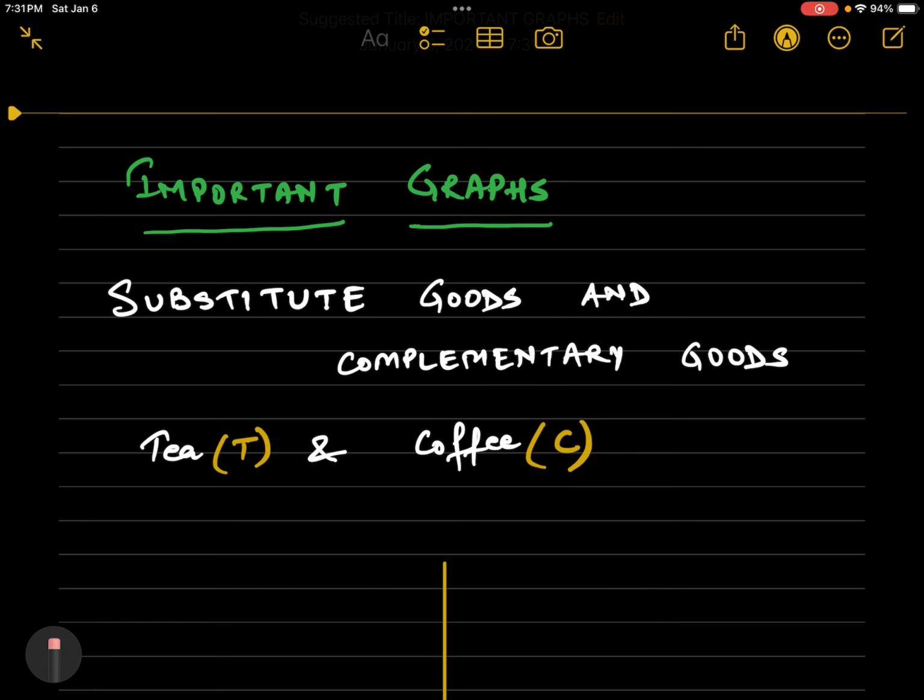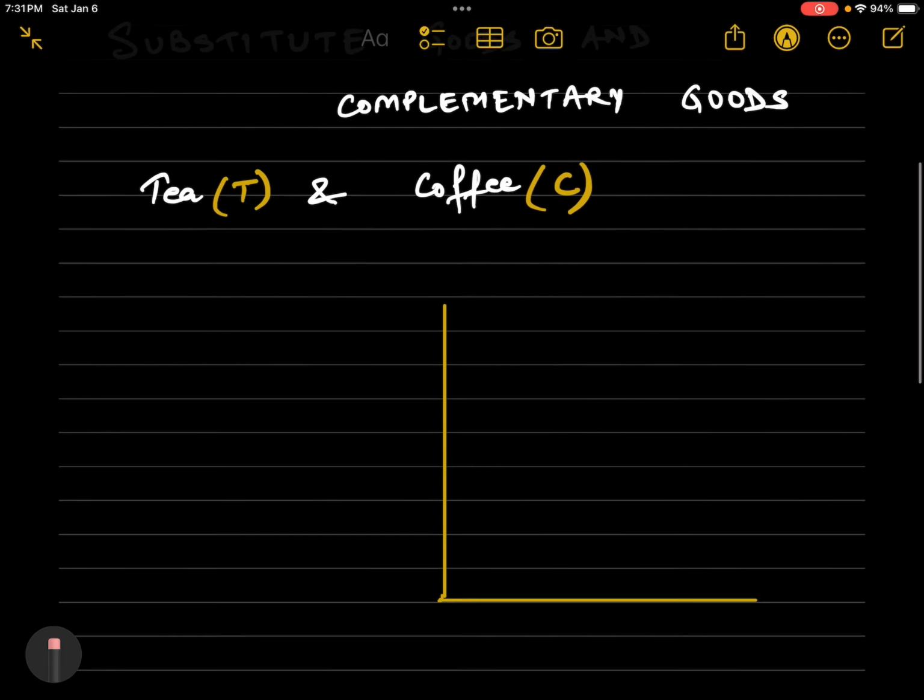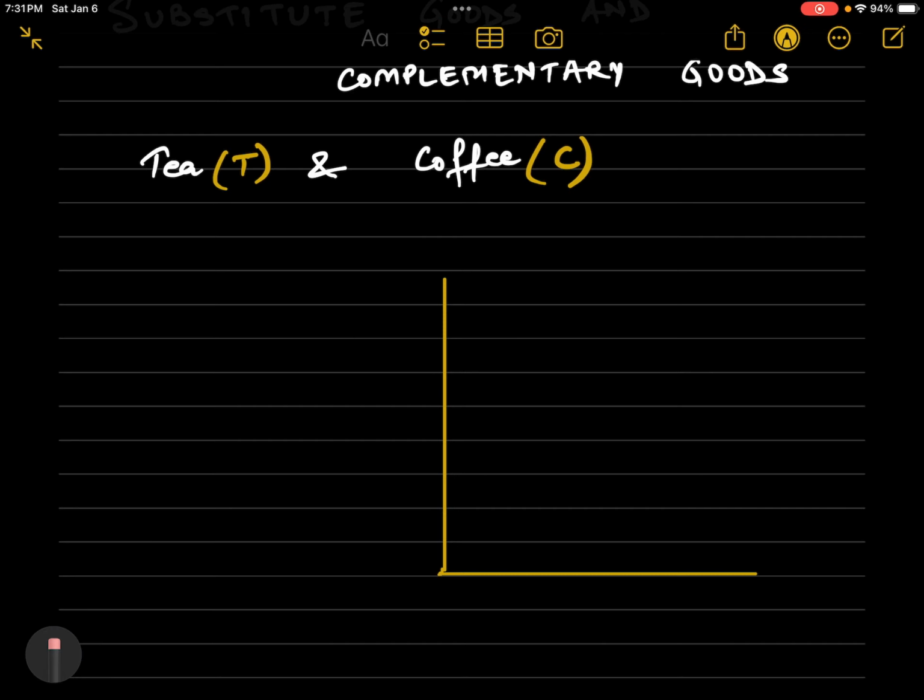In this video, I will try to cover a few important graphs which can prove to be very tricky. Let's first understand the graph for substitute goods and complementary goods. Before I start that, I just want to revise one thing.